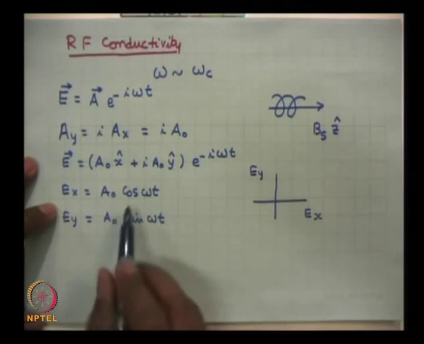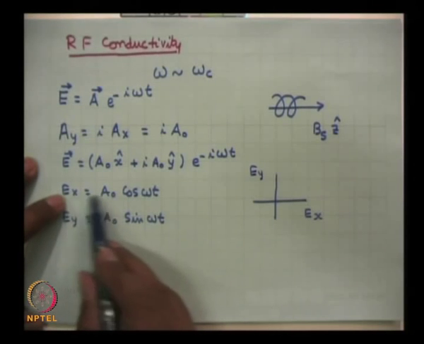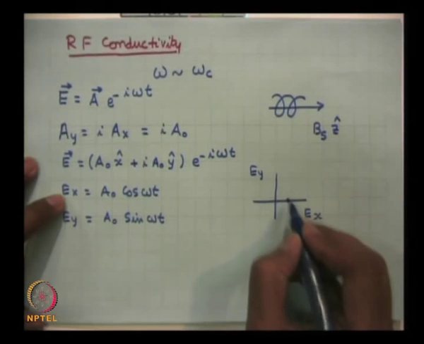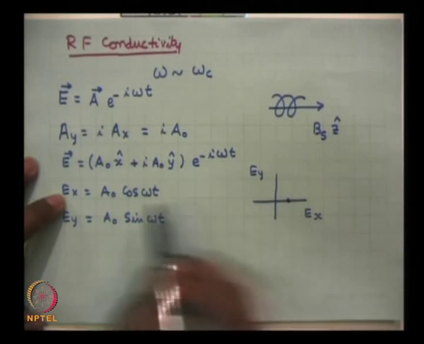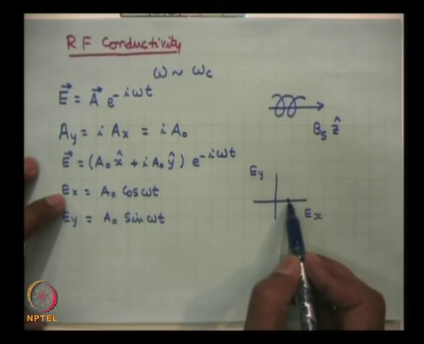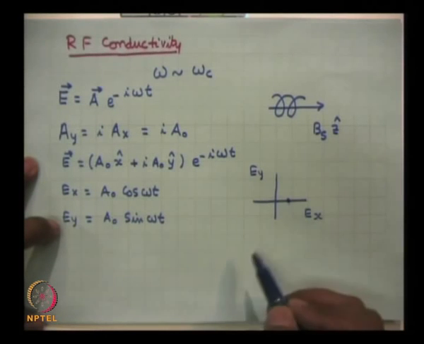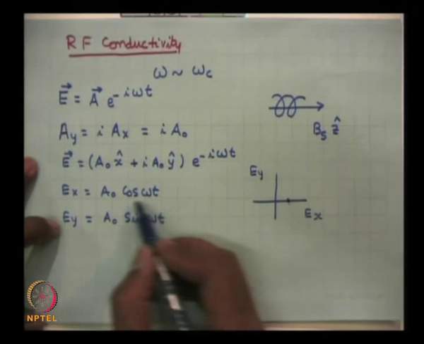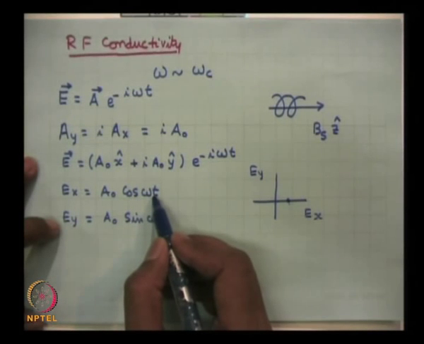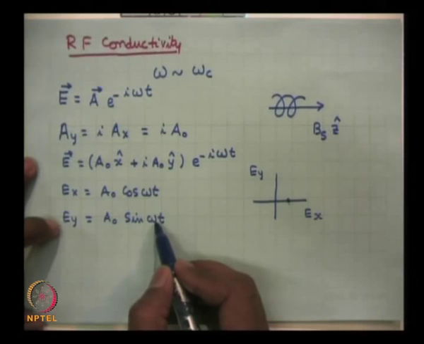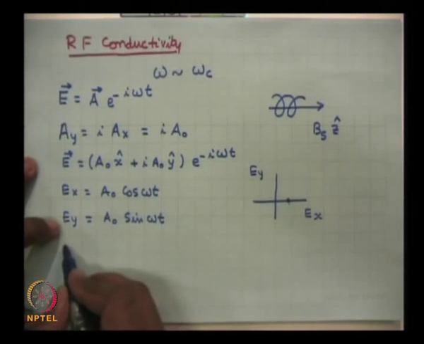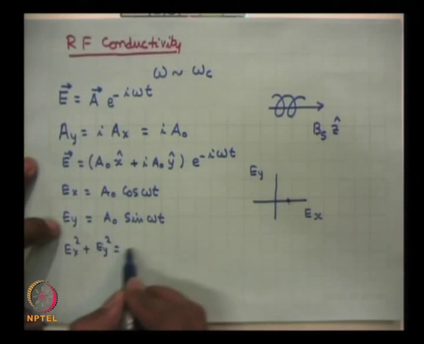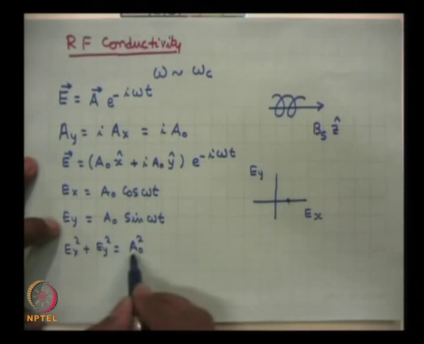At time t equal to 0, E x is equal to A 0 and E y equal to 0. So, if I can draw a point here, this represents the location of E x equal to A 0 and E y equal to 0. At a little later time, when this quantity increases, cos will decrease below 1 and sin will increase. But please remember, E x square plus E y square is equal to constant. This is an equation of a circle.